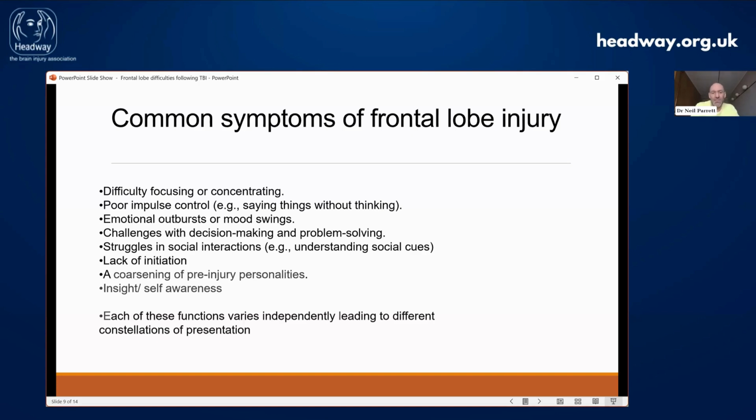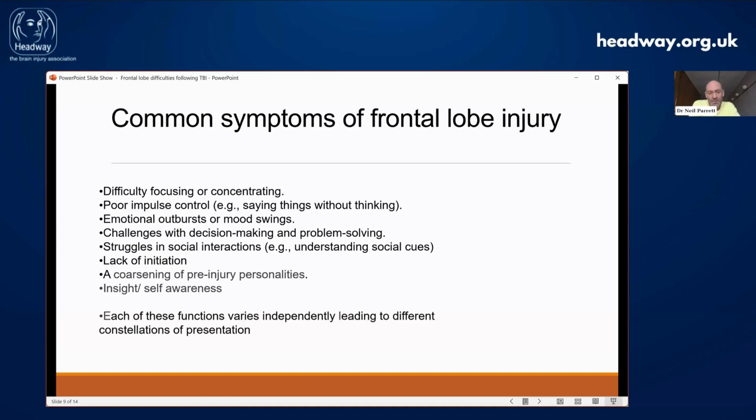What people might often talk about is that people's personalities become more exaggerated. Whoever they were before, they are more of that now. People who have struggled with anger in the past may find it really difficult in these circumstances. People who have been very emotionally labile in the past, again, may become even more so. So that's sort of a coarsening, an exaggeration of that pre-injury personality.